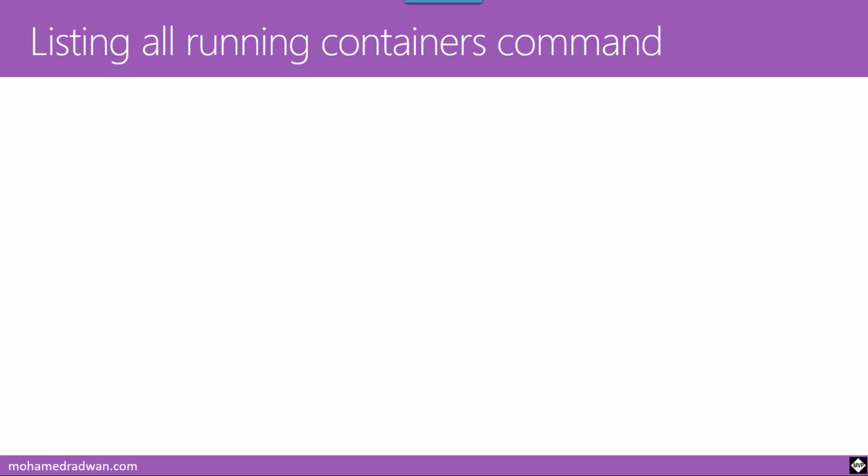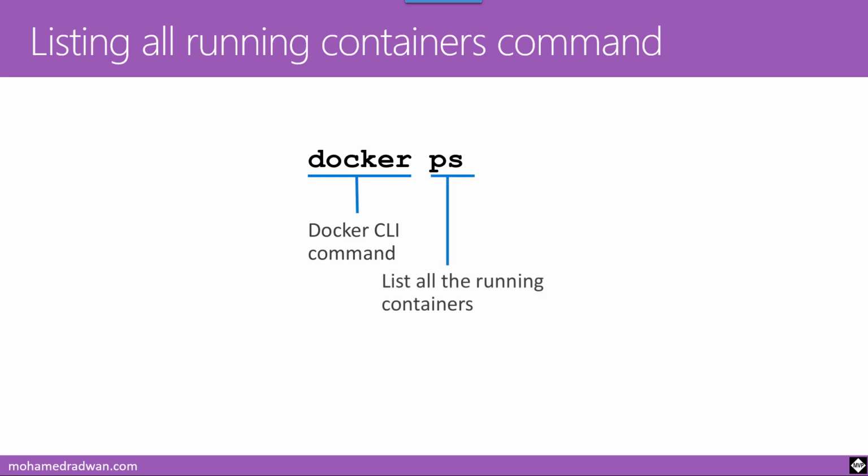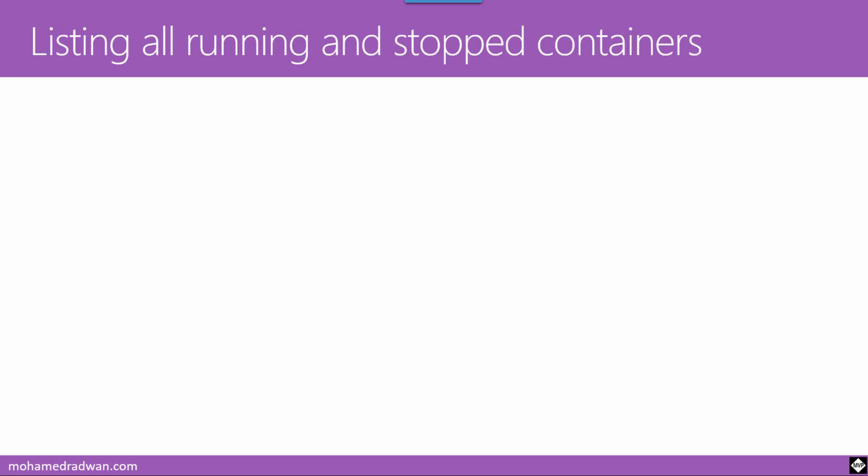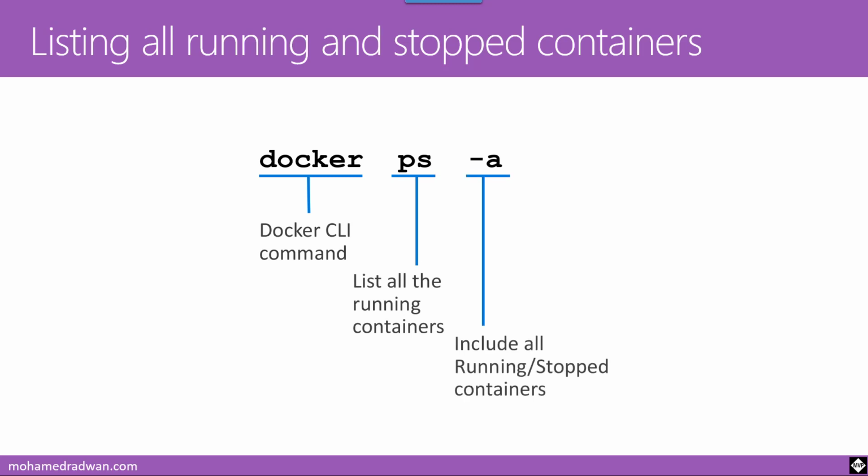So let's look at the listing all running containers command. If I execute docker ps, this is the CLI, and ps lists all the running containers. So this will display only the running containers. If I use ps with the -a switch, which means all, this means display all the running and the stopped containers as well. With the -q switch, this will display only the IDs of the containers, not all the information of the running containers. Of course, I can combine this switch with -a as well, so I can display all the IDs of running and stopped containers as well.